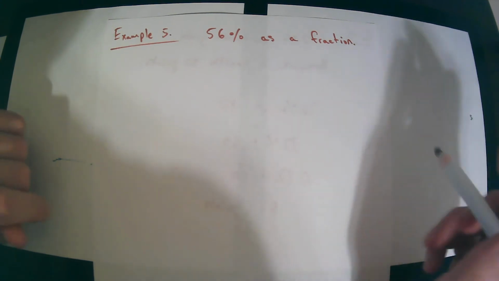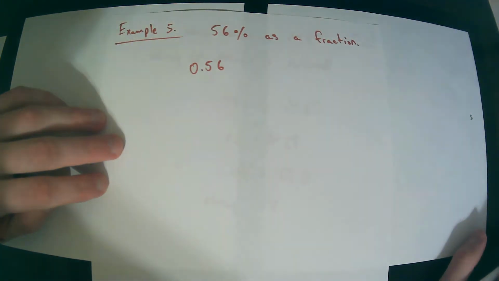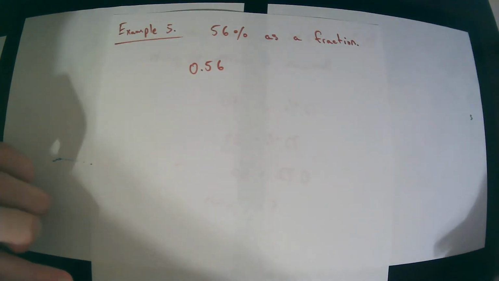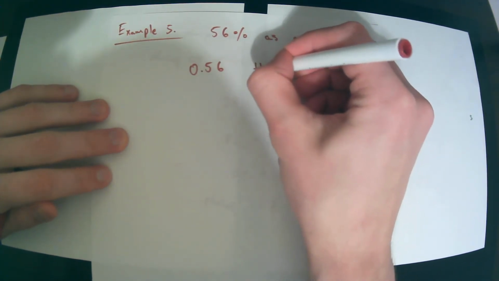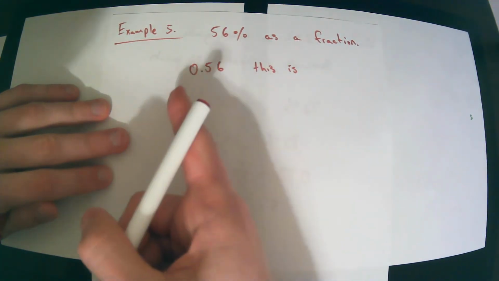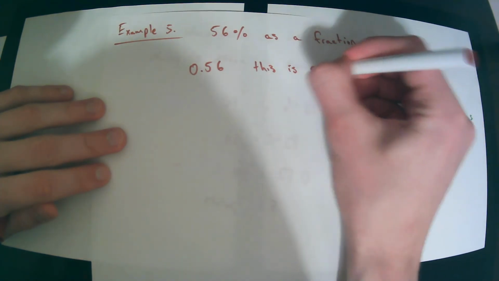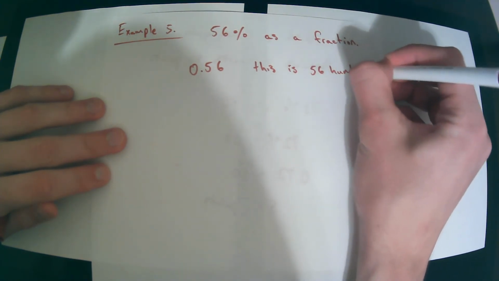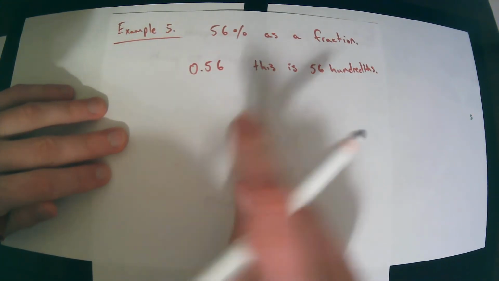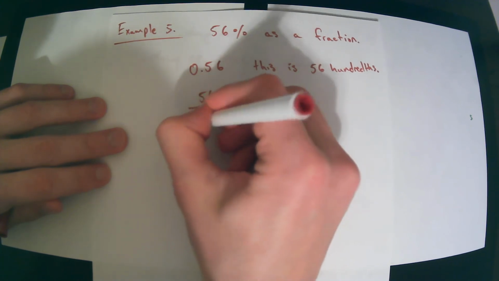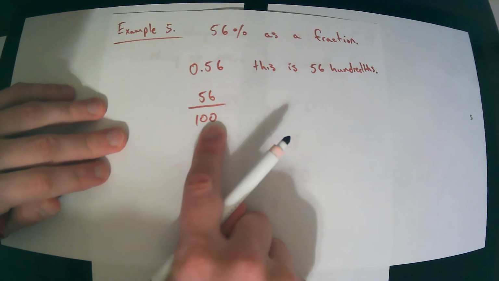There are a few ways we could do this. First thing, we could write it as a decimal pretty easily. Is that helpful? Yes, it is, because this is read as 56 hundredths. That's how you read this number. You don't say 0.56. If you want to be really technically correct, it's 56 hundredths. How do you write 56 hundredths as a fraction? Well, doesn't that just mean 56 over 100?